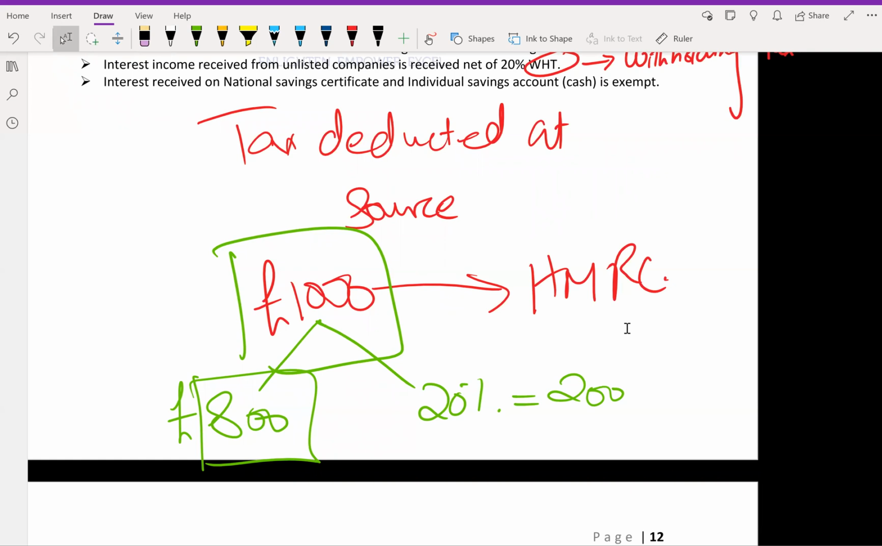Let's say, for example, employment income. The employer, your company, will deduct tax on your behalf, and they'll submit the tax amount to the government, and they'll pay the net amount to you. That's tax deduction at source. Okay.